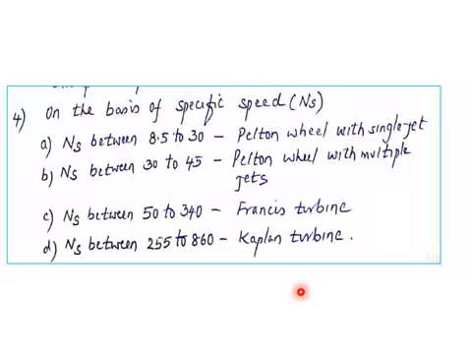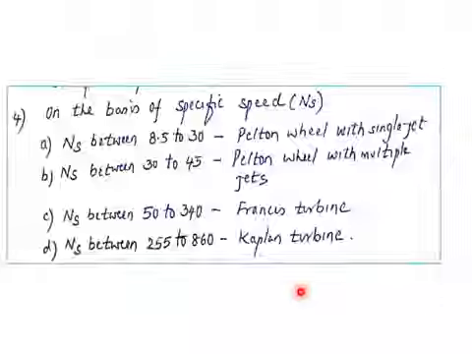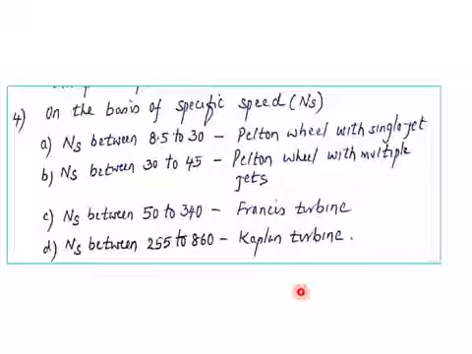When you prepare a model of a turbine and make it work under a 1 meter head, the corresponding speed is known as the specific speed. Depending upon the specific speed achieved in the laboratory during model testing, we can have the various categories: Pelton wheel with single jet, Pelton with multiple jets, Francis turbine, and Kaplan turbine. So this is the introduction to the turbines, just a brief introduction.